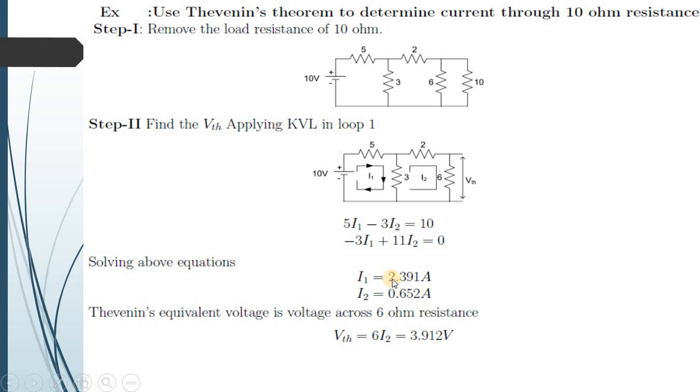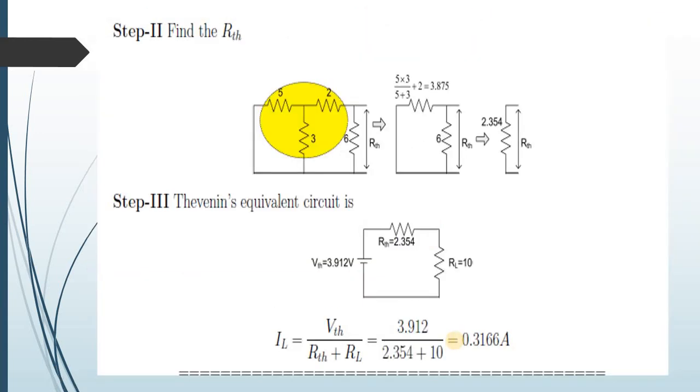So solving these equations, we will get I1 is 2.391 and I2 is 0.652 ampere. And Thevenin's equivalent voltage across this point is the voltage drop across this 6 ohm. This will be the Thevenin's voltage. So that means 6 I2. So 6 into I2 is 3.912 volt. So we will get VTH.